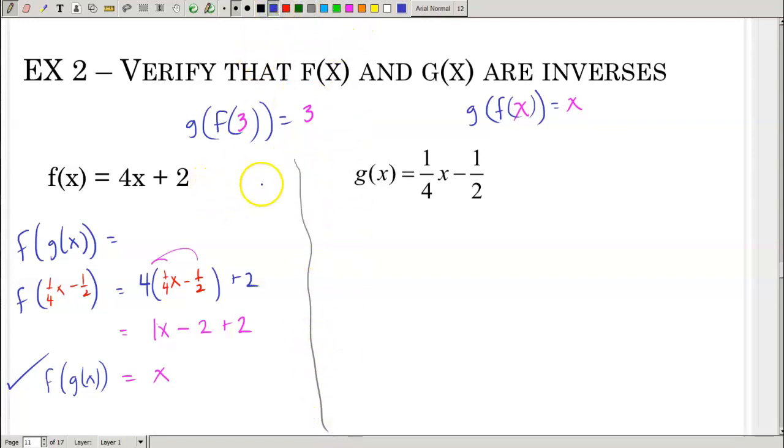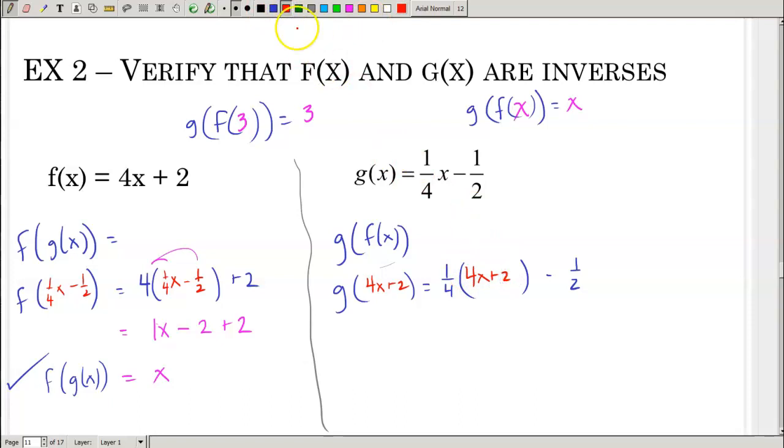So not only do I have to do f of g of x, I have to do g of f of x. I'm going to say g of f of x, and I'm going to plug it in the other way too. So what this would show is now I look at what f of x is, which is 4x plus 2, and I'm going to take that and plug it into g of x right here. So instead of 1/4 times the input minus 2, I have 1/4 times this new input minus 1/2. But the input now is 4x plus 2 because I'm plugging in f of x.